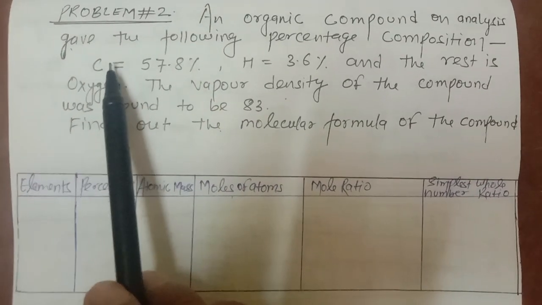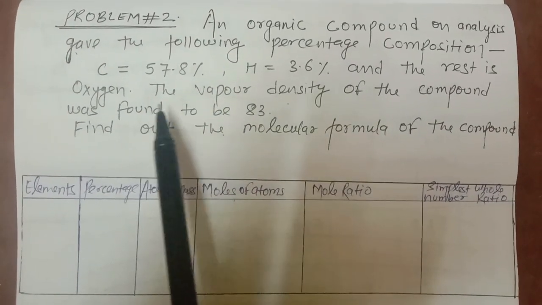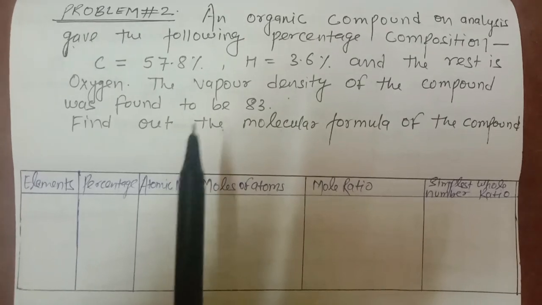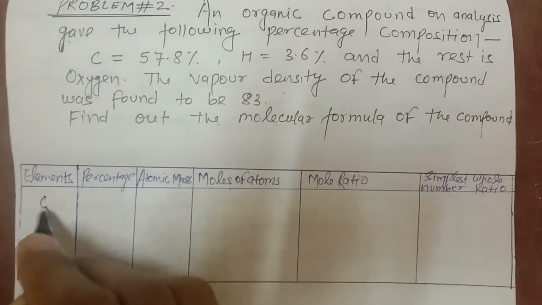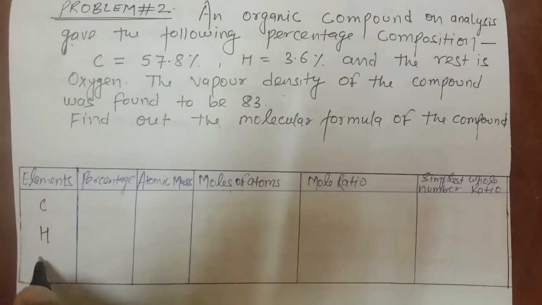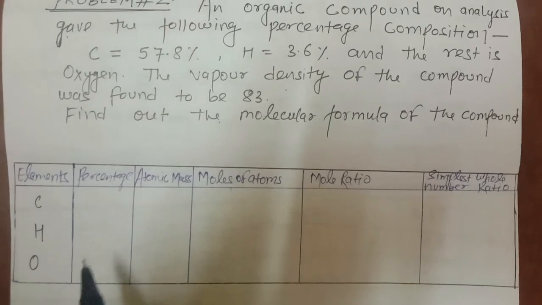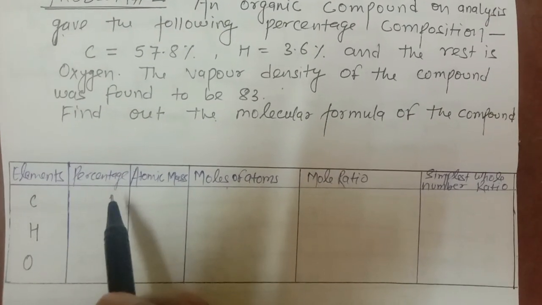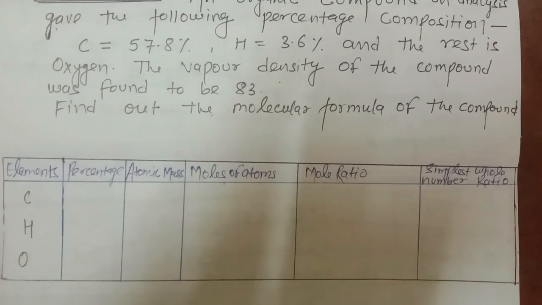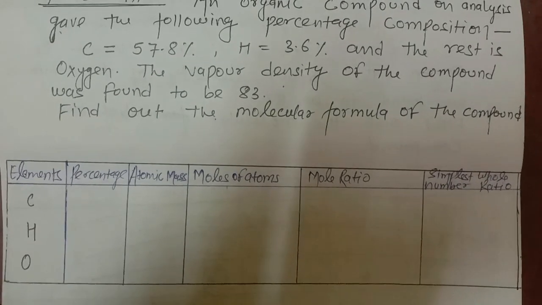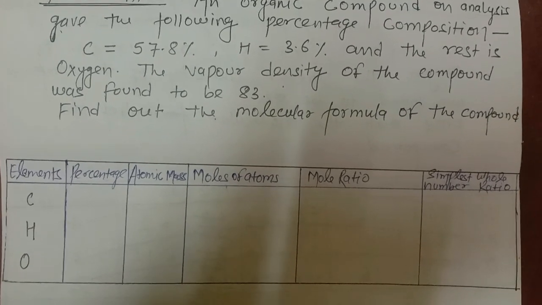So how many elements are there? Carbon, hydrogen, and the rest is oxygen, which means there are 3 elements: one is carbon, second is hydrogen, and third is oxygen. Now, in the second column, we will write the percentage of carbon, hydrogen, and oxygen.